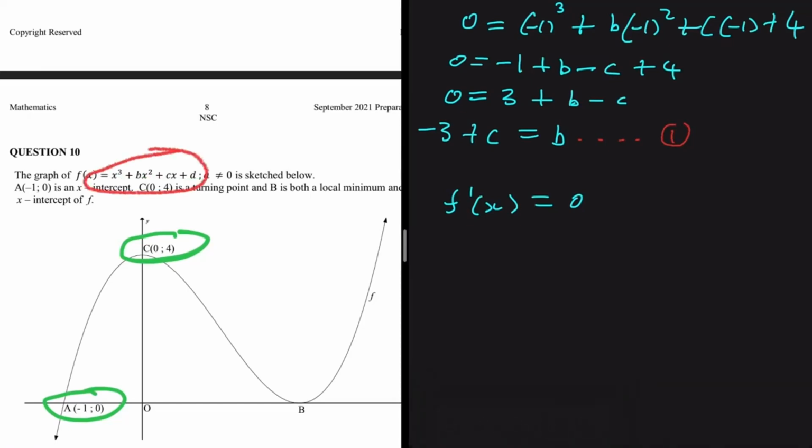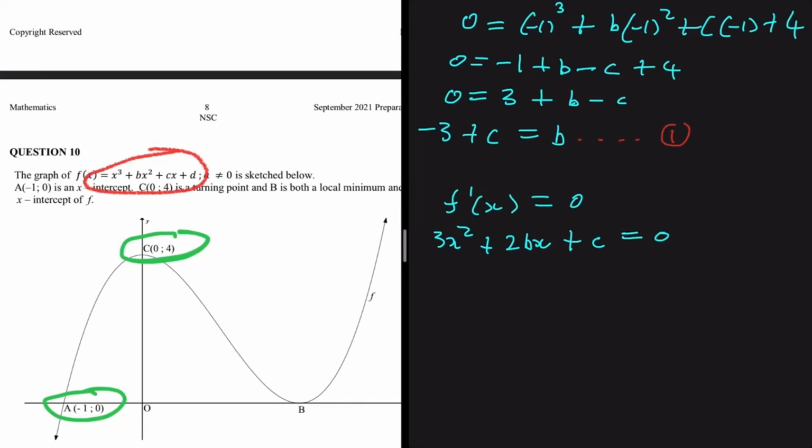So if we differentiate x cubed, we're going to get 3x squared. We just apply the power rule, right? And then plus 2bx plus... if we differentiate cx, we're just going to get c. And then d, we know that it's 4. It's a constant, so if we differentiate that, we get 0, and that will all be equal to 0. The gradient at the turning point is 0, right?